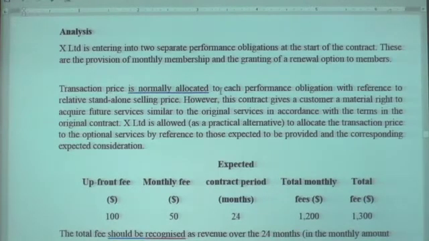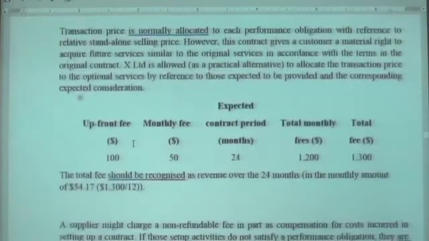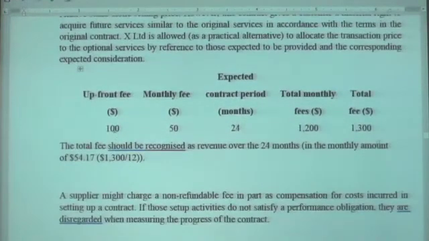Transaction price is normally allocated to each performance obligation with reference to the relative standalone selling price. However, this contract gives a customer a material right to acquire future service similar to the original service in accordance with the terms in the original contract. X Limited is allowed to allocate transaction price to the optional service by reference to those expected to be provided and corresponding expected consideration. This is upfront fee 100.